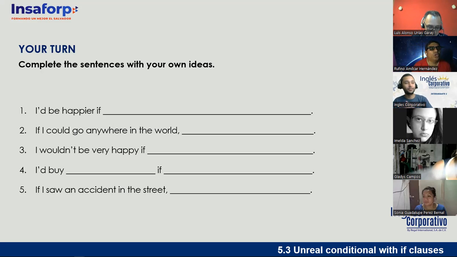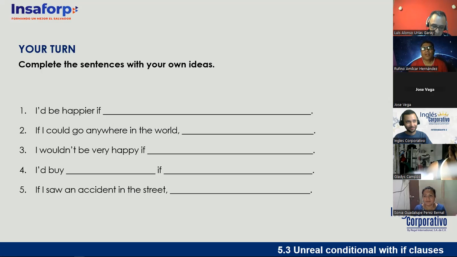Okay, Amilcar. If I could go anywhere in the world, I go to Brazil. I'd go to Brazil. Which is, I would go to Brazil. Would you like to see the carnival in Rio? No, the Amazon River. Oh, okay. You would like to see the Amazon. Yeah. Okay, great. Thank you.